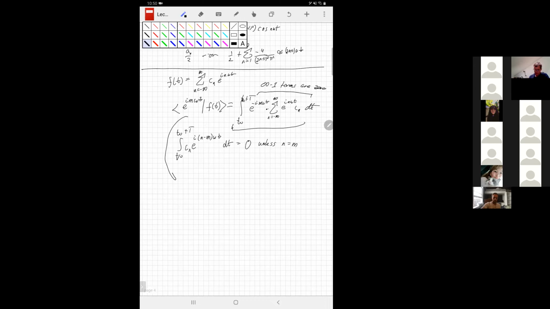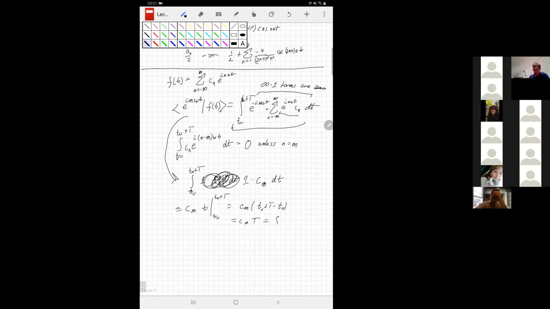one non-zero term. So this whole thing just becomes the integral from t zero to t zero plus T of one times f of t dt. One times cm dt, because we started with f of t, but then of course we wrote it in terms of these. So we've got one times cm dt, which is cm times t evaluated from t zero to t zero plus the period, which is just cm times t zero plus the period minus t zero, equals cm times the period.